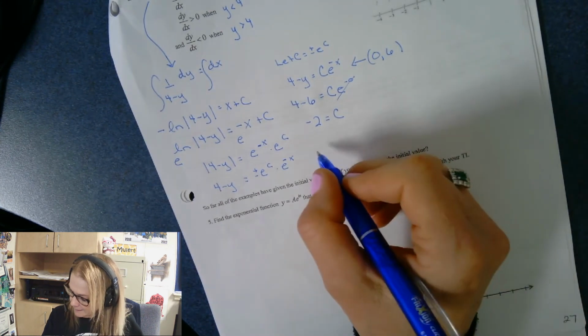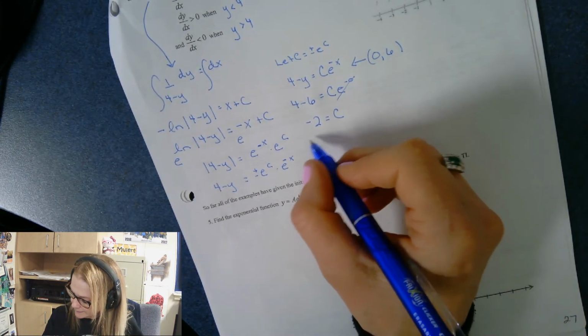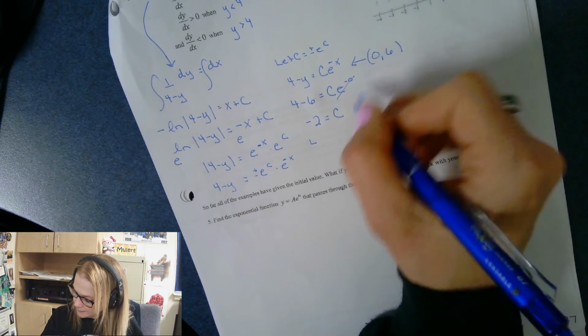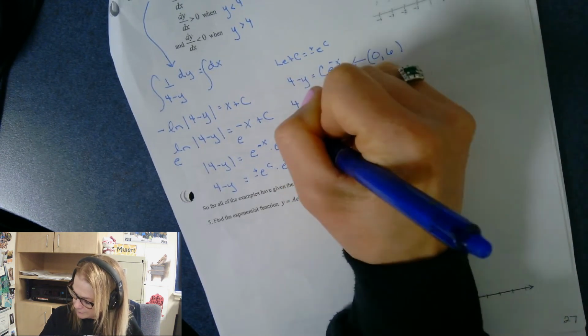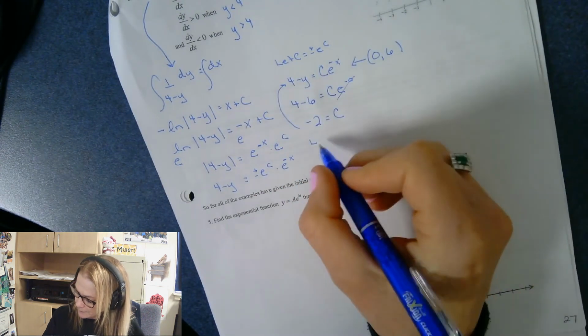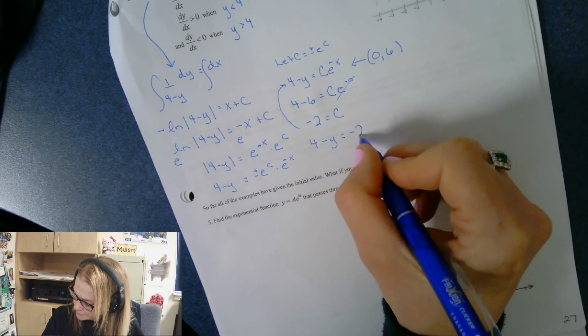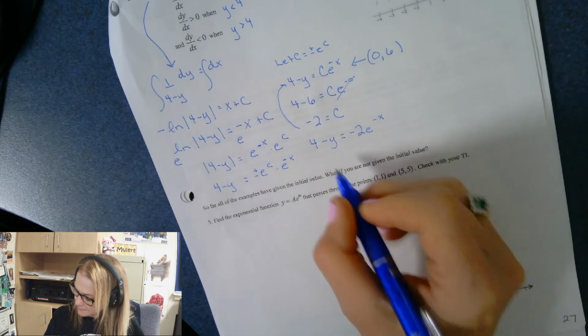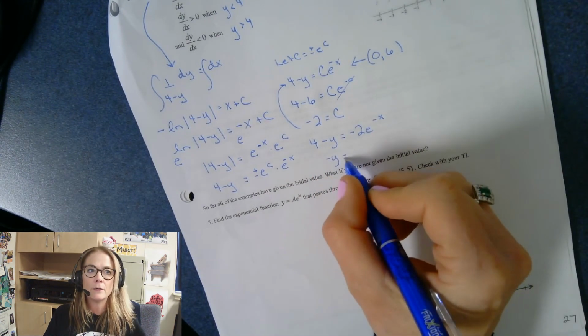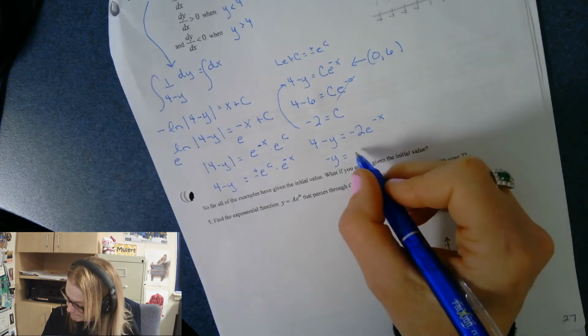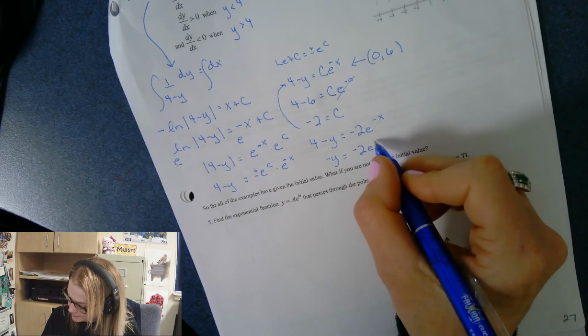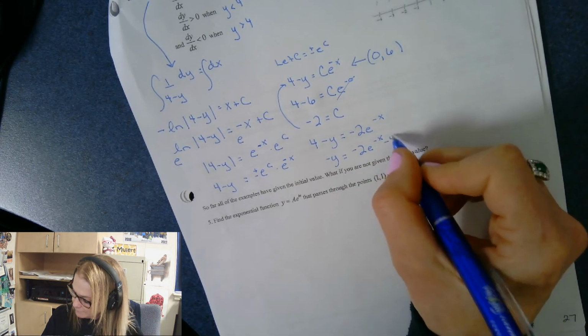All right, so where am I? So 4, and then you go right back to where you plugged in. So right back here, once you get here, go right back. 4 minus y is equal to negative 2e to the negative x. Okay, negative y is equal to negative 2e to the negative x minus 4.